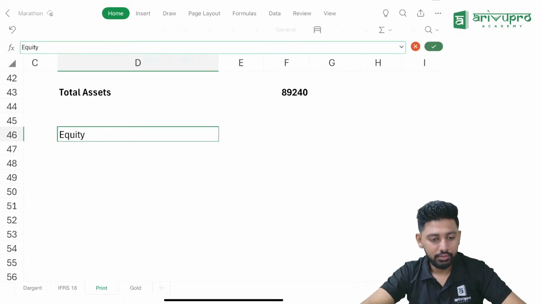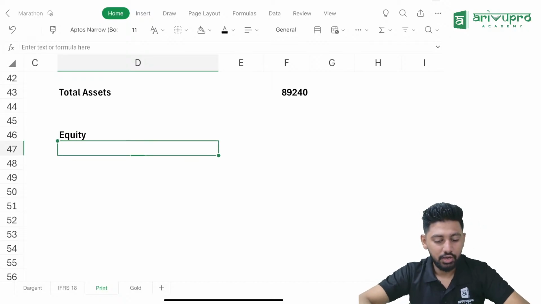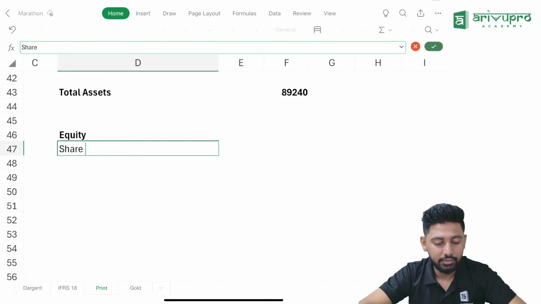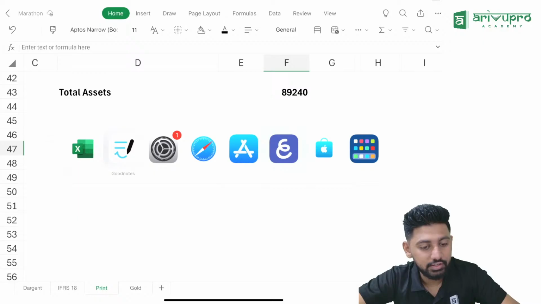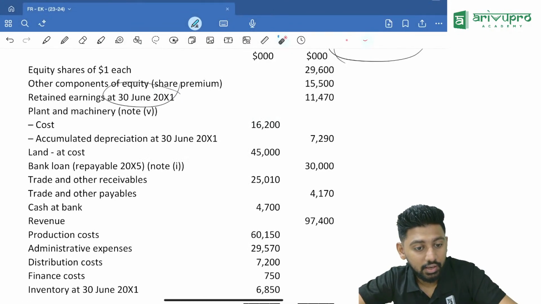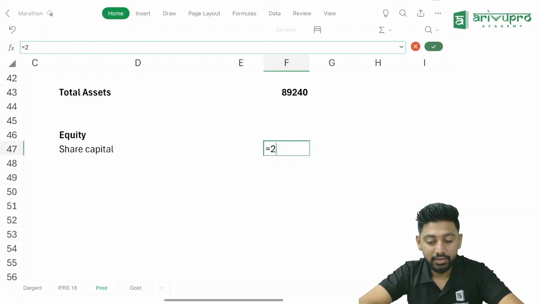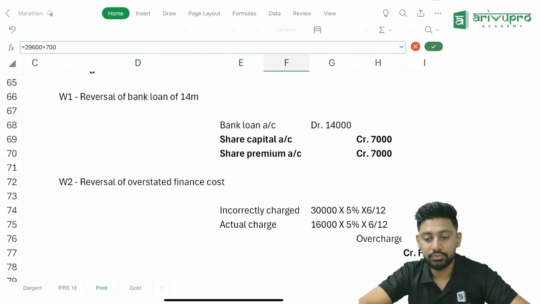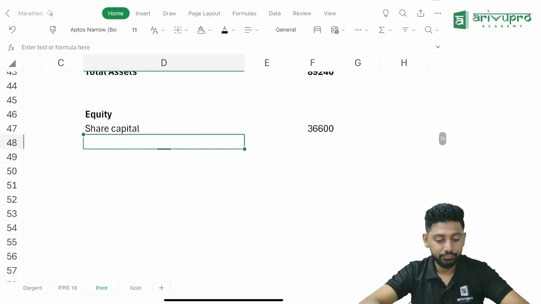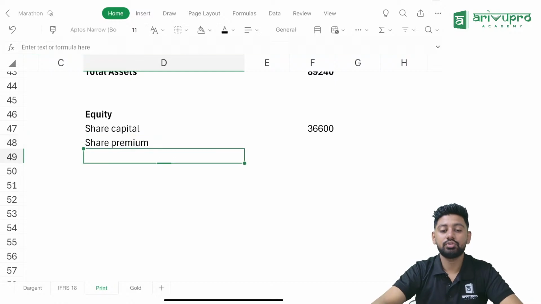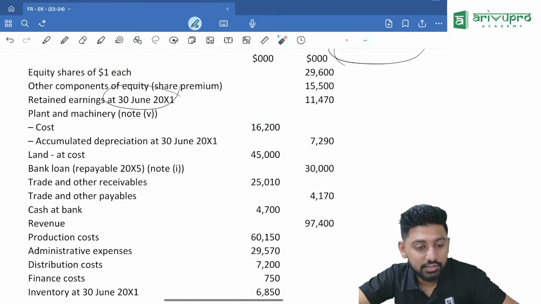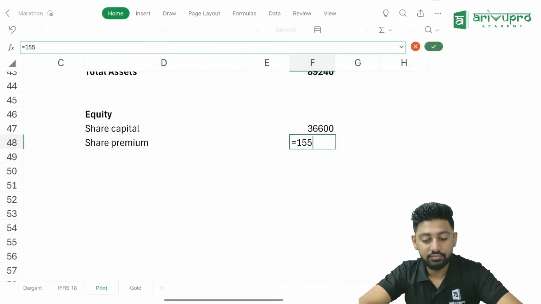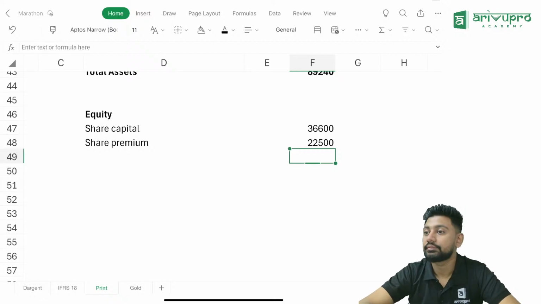Going back, we have equity, and in equity we have share capital. How much is your share capital? Already given to us, our share capital is given as 29,600. Did we make any adjustments, my dear? Yes, we made adjustments of 7,000. And then we have share premium. We also made adjustments to the share premium. Share premium is already given as 15,500 plus another 7,000. Done and dusted. Are we clear?